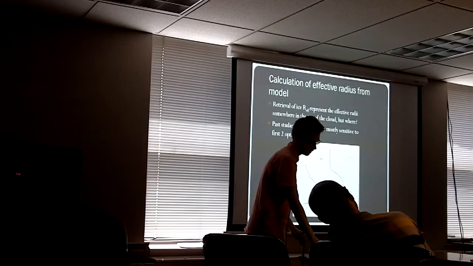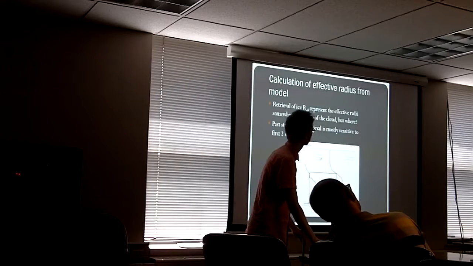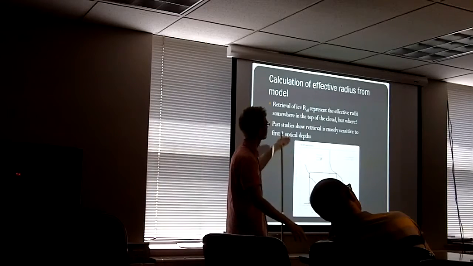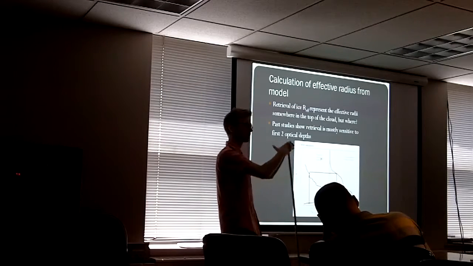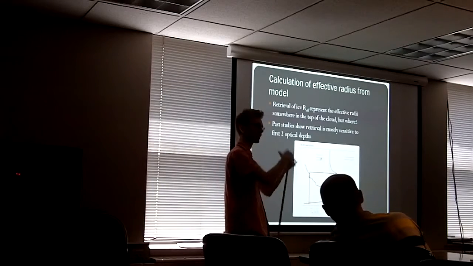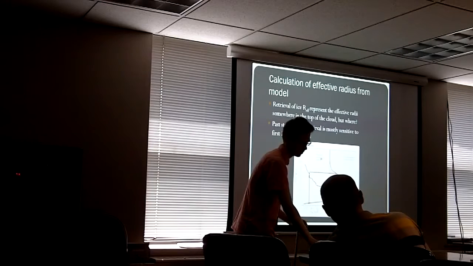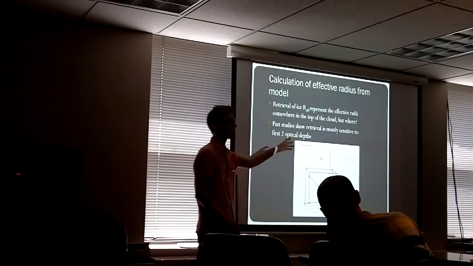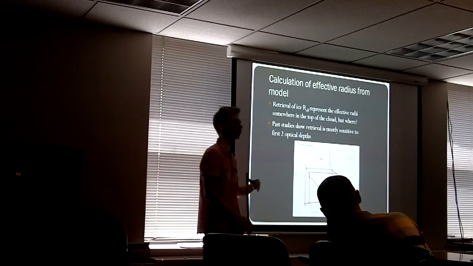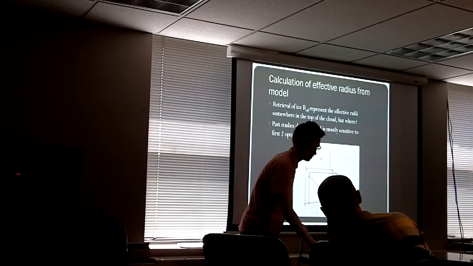I'm going to skip that, but the retrieved effective radius represents the effective radius somewhere in the top of the cloud, but you don't know where. And past studies have shown that it sort of peaks at an optical depth of 2, but it depends on a lot of things and it's very uncertain.